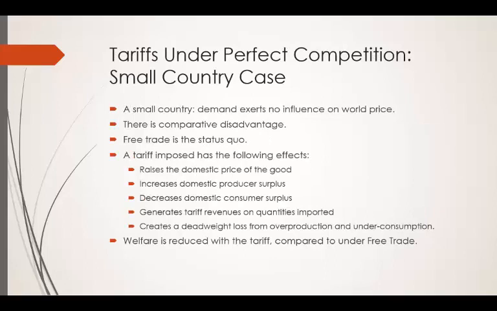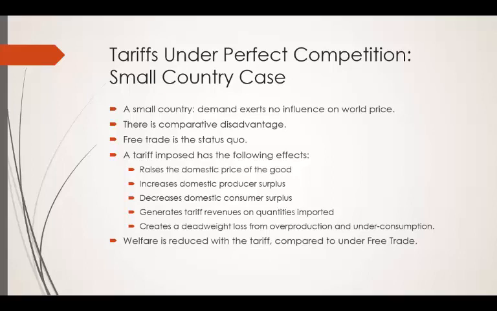We first make an analytical distinction between a small country and a large country. A country is small with respect to a good if its level of demand exerts no influence on global prices of that good. It's large otherwise.